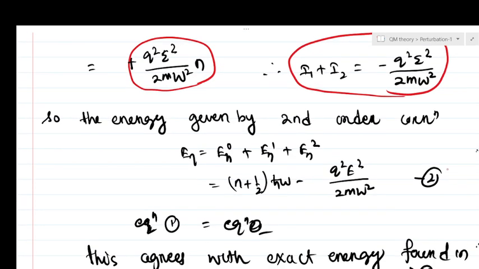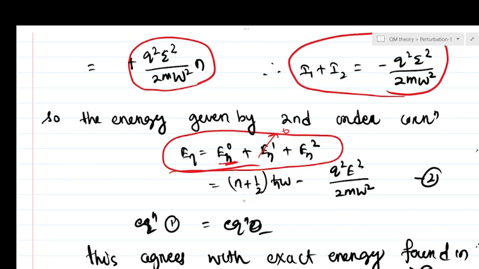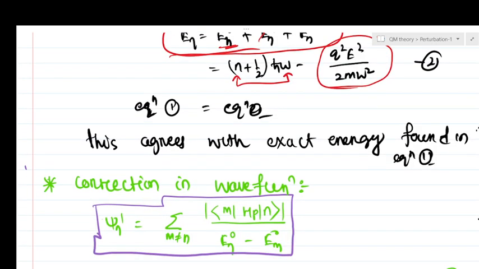So the total energy is En equal to En0 plus En1 plus En2. This term is 0, but this term gives n plus half h bar omega, that is the original energy eigenvalue, and this is the correction. So if you add, equation 1 gets equation 2. So this agrees with the exact energy we found in equation 1. We proved this by two methods.